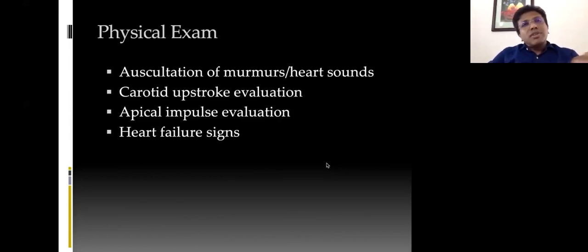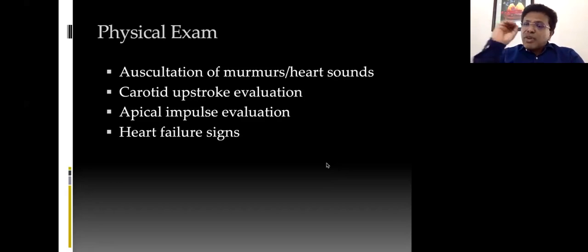Auscultation will show you the first heart sound is normal. The second heart sound, when aortic stenosis is severe, will be closely split or it can be paradoxically split. In valvular aortic stenosis, you can hear an ejection click. This ejection click is closer to the first heart sound as the severity of aortic stenosis goes up.